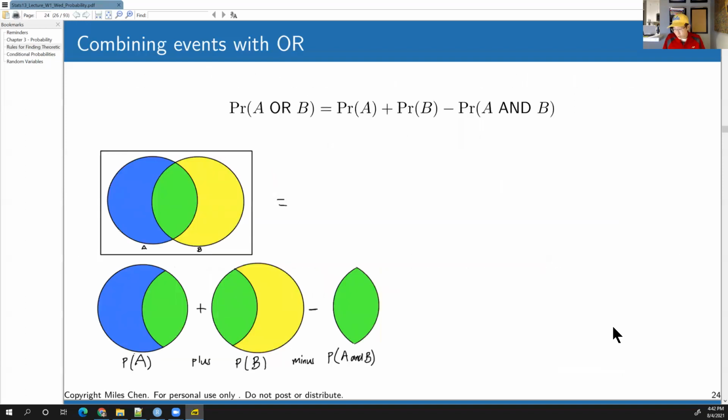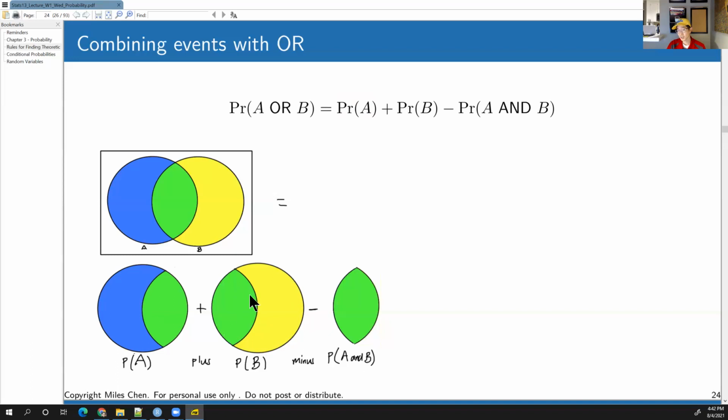Another way we could look at it is to use this formula that the probability of A or B is equal to the probability of A plus the probability of B minus any overlap. And so here's the picture, the Venn diagram. This circle represents A, this circle over here represents B. And so the probability of A is this circle, which consists of the blue and green parts.